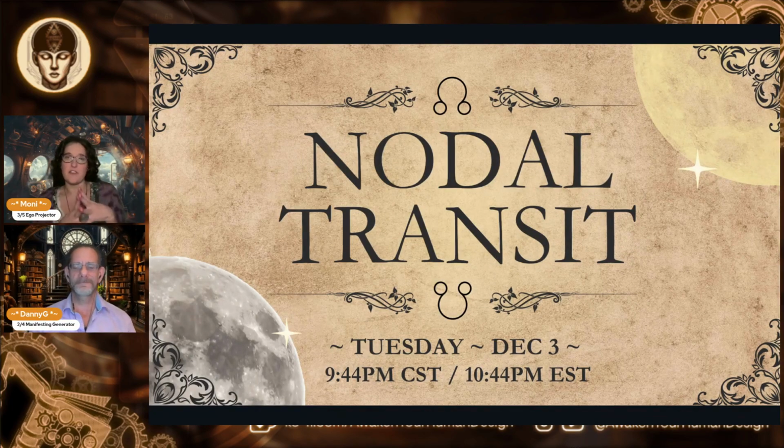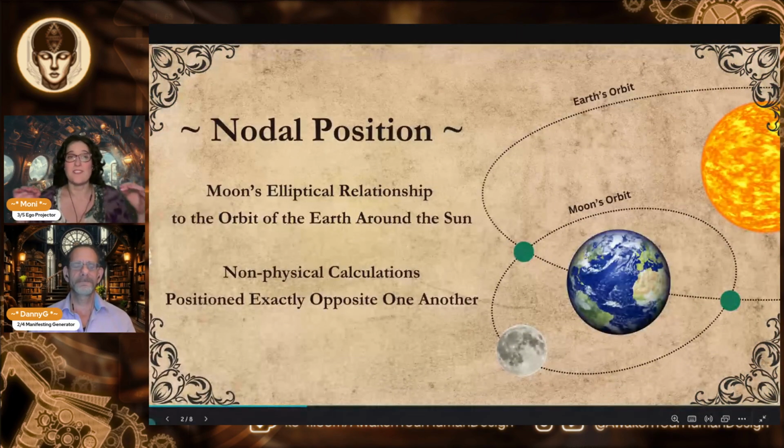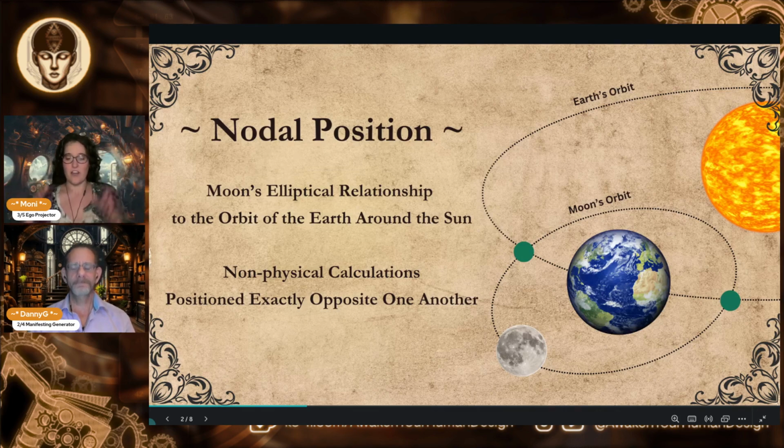And so we'll give you a little bit of a recap on what lunar nodes are, and then we'll start going into the details of this specific transit. For our recap, nodal position is determined by the moon's elliptical relationship to the orbit of the Earth around the sun. The lunar nodes are a non-physical calculation, positioned exactly opposite to one another. So this is a calculation they come up with, and then we can understand how that affects us personally or within the bigger transit. This just explains the basics of what that calculation is and where it comes from.